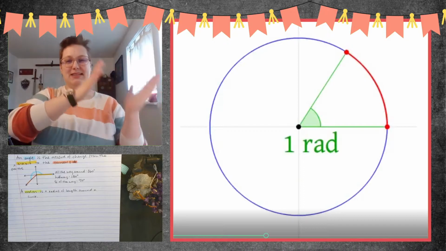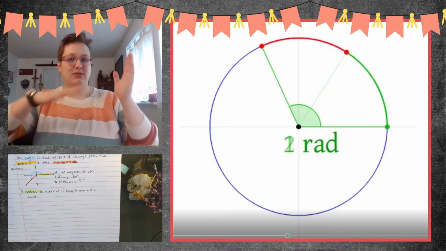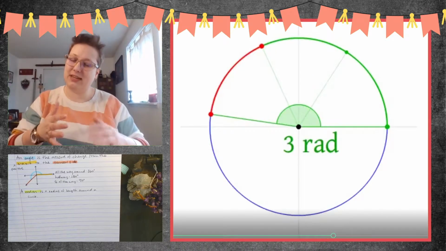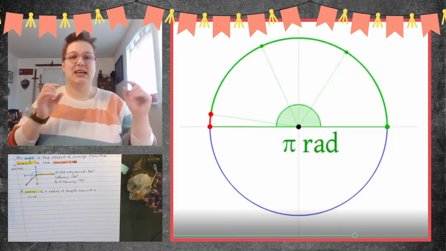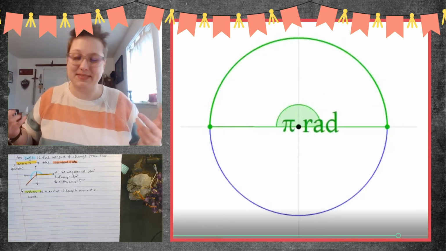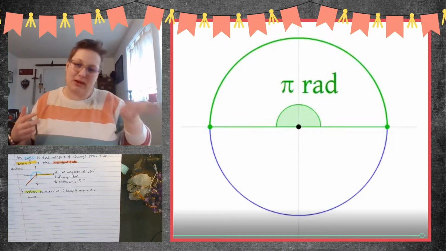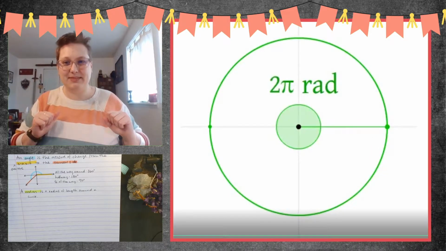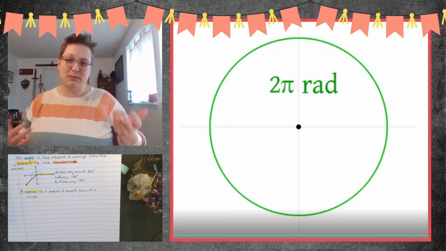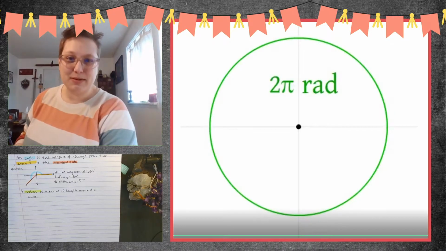Now I can copy and paste that segment all the way around the circle. So here's 2 radians, 3 radians, 4 radians, 5 radians, 6 radians. There's a little bit extra. Now that little bit at the end is pi. Isn't that cool? So then all the way around is the 2 pi. So there's 6.28 total radians around a circle, but pi is the way that we describe it.